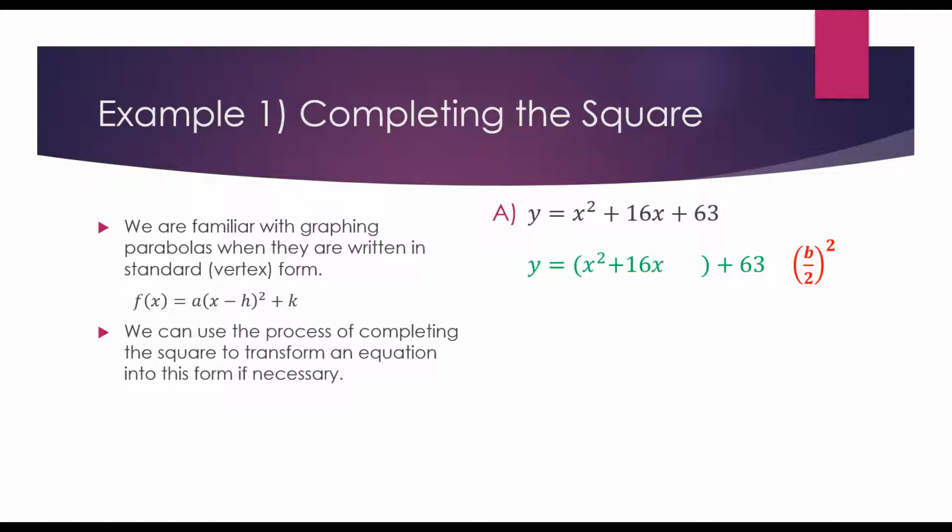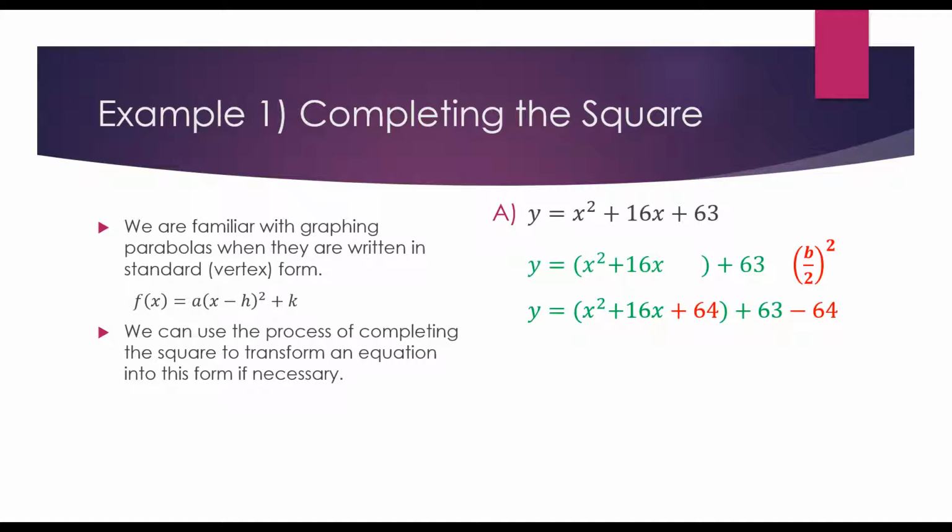We're going to take our b value, the number in front of our linear term, in front of the x term. We're going to divide it by 2, and then we're going to square it. So in this case, our b value is 16. 16 divided by 2 is 8, and 8 squared is 64. That is the number that we need to complete the square. Of course, when I add 64 inside of the parentheses, that would change the value of this equation. So I need to balance that out by subtracting 64 on the outside of the parentheses here.